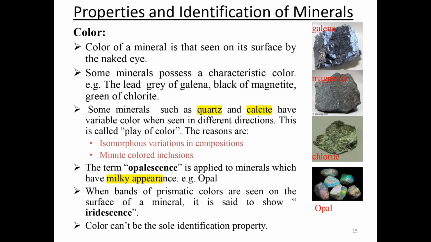This is called play of color. The reasons for this include isomorphous variations in composition and minute colored inclusions. The term opalescence is applied to minerals that have a milky appearance, such as opal. When bands of prismatic colors are seen on the surface of a mineral, it is said to show iridescence. Color can't be the sole identification property. Examples of color in minerals: galena, magnetite, chlorite, opal.